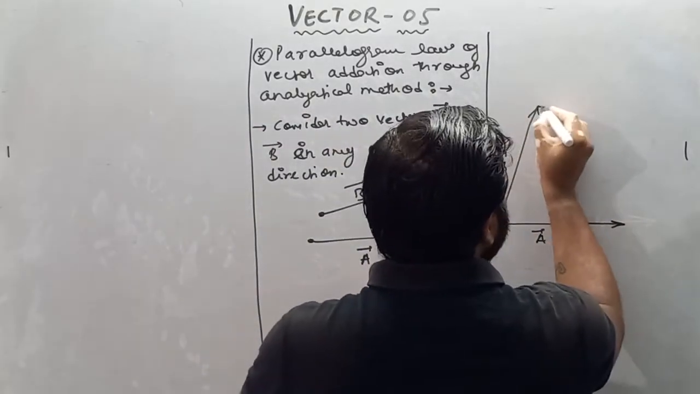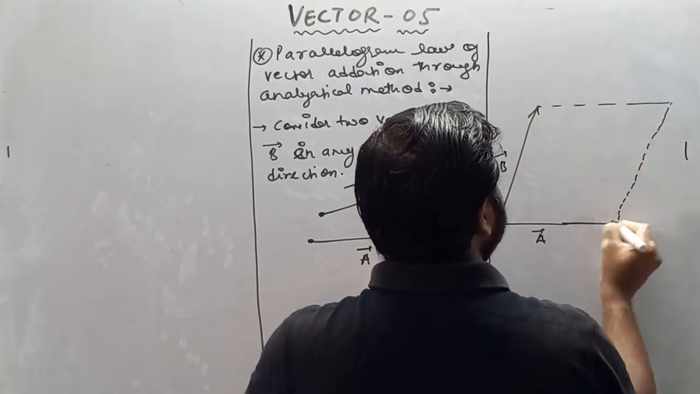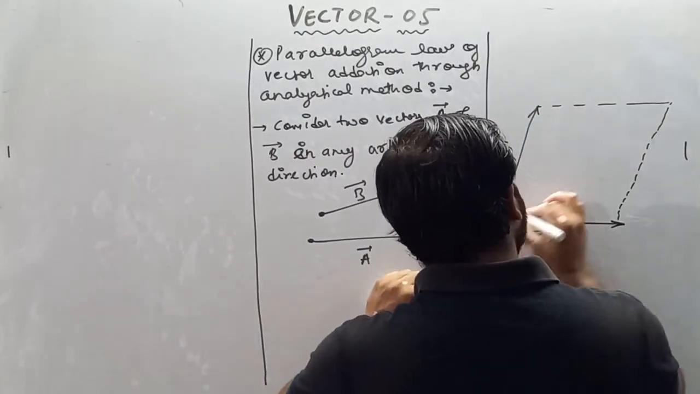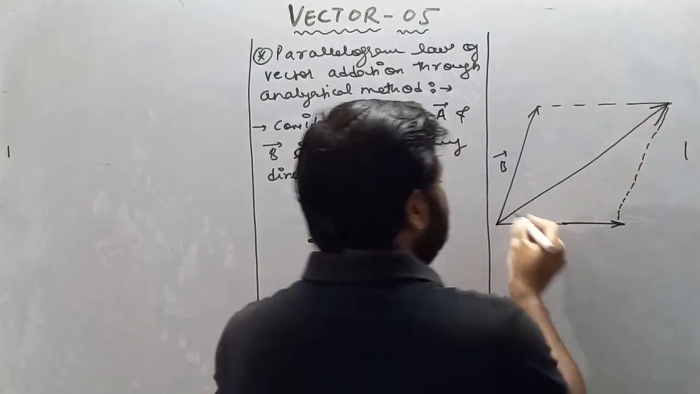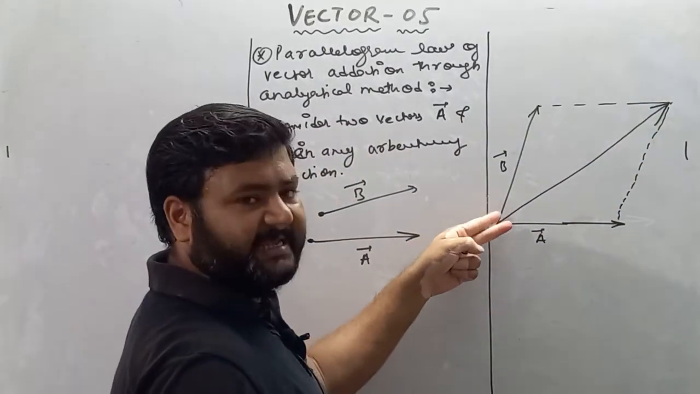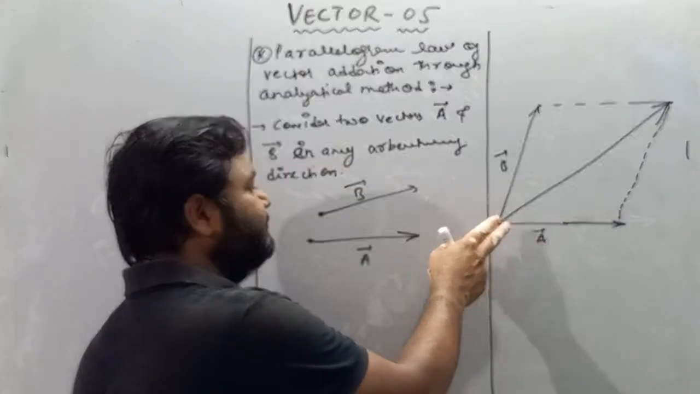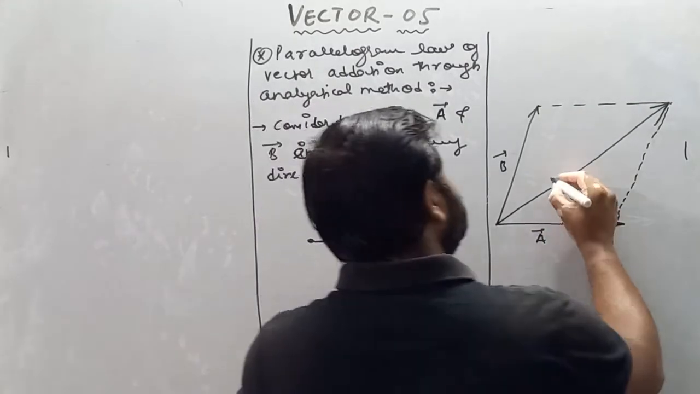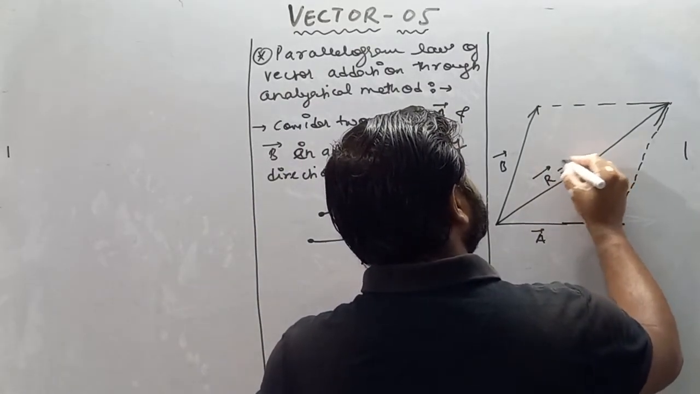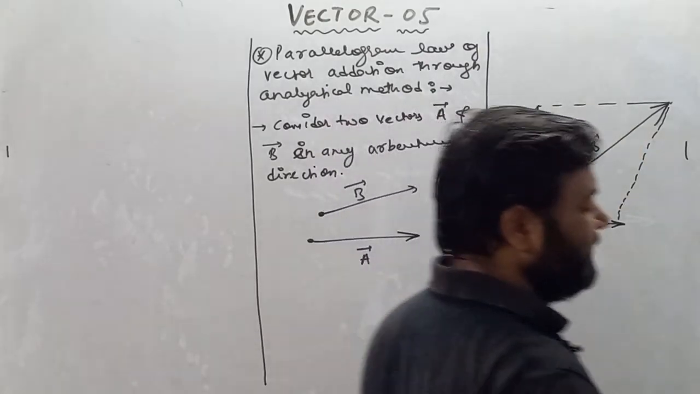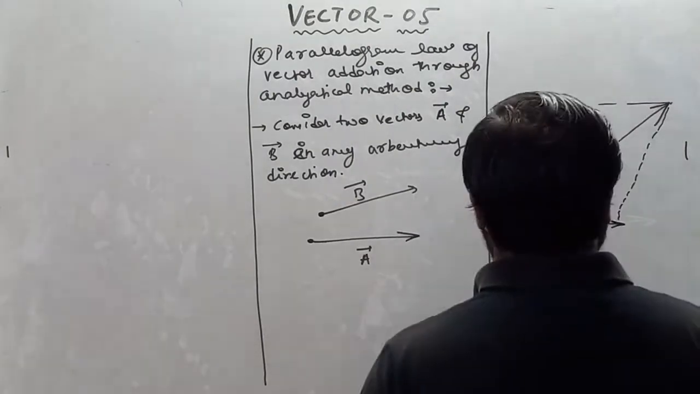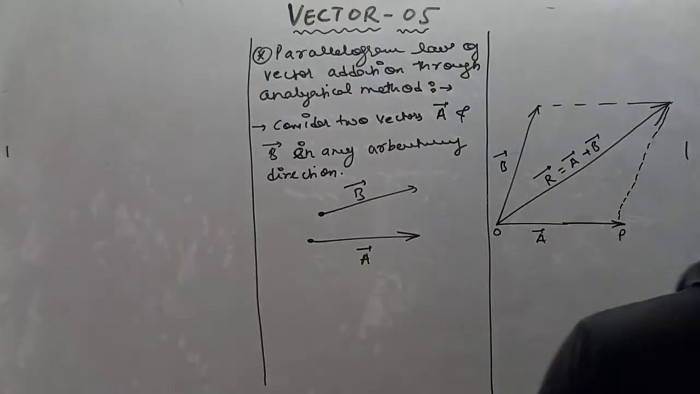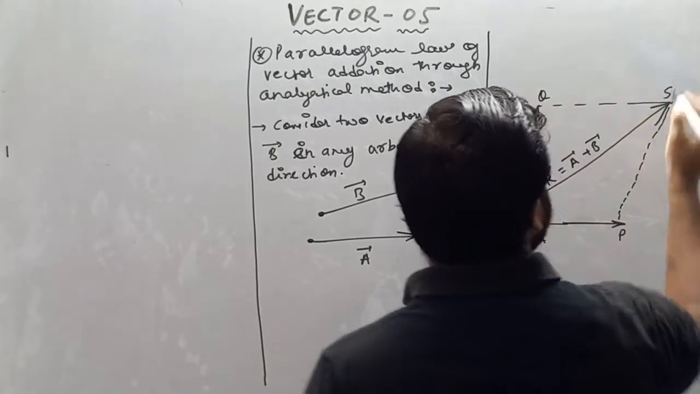Now what we have to do? We have to complete the structure of the parallelogram. So this is the complete structure of the parallelogram. Now we know that if I form a line from the point where the two tails meet, this line having magnitude as well as direction is called the resultant vector. So I'll write R vector is equal to A vector plus B vector. Now I'll give names to the points: O, P, Q, and this point is S.